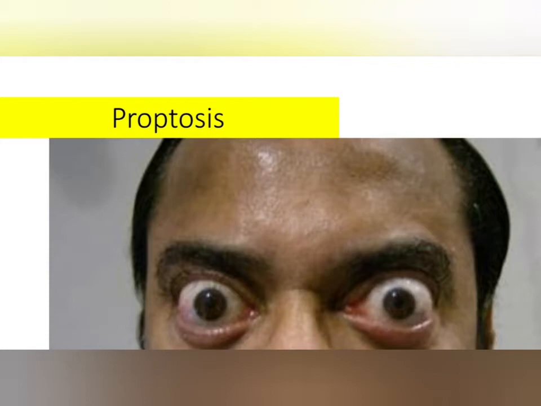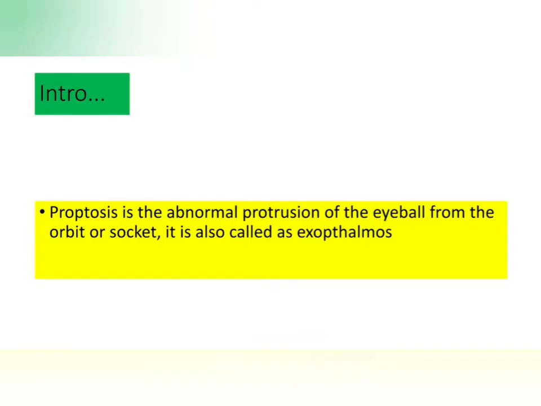Okay, so let's start. Proptosis is defined as an abnormal protrusion of the eyeball from the orbit or socket, where the corneal apex crosses the orbital margin. It is also called exophthalmos. Proptosis and exophthalmos are nearly similar, but exophthalmos is specifically used for thyroid disorders, whereas proptosis includes several ocular pathologies that lead to forward movement of the eyeball.